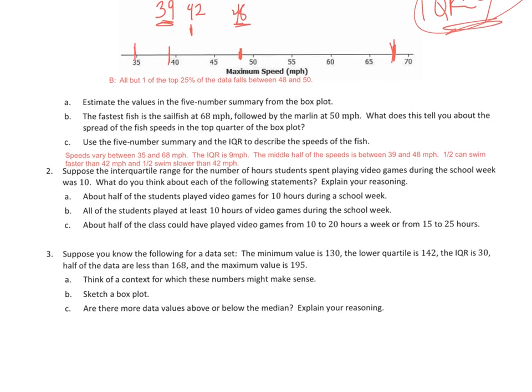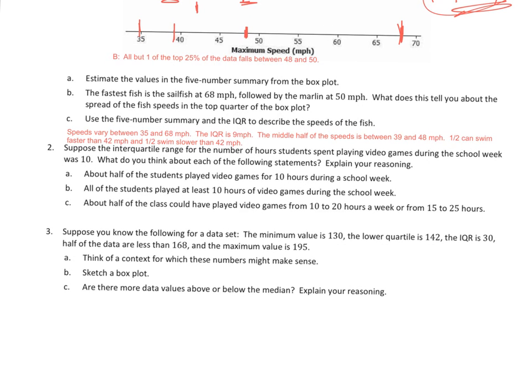Now let's move down. We have 2, 3 left, so let's look at 2. Suppose the interquartile range for the number of hours students spent playing video games during the school week was 10. So the interquartile range, meaning the middle half of the data. What do you think about each of the following statements? I'm not going to type these in, but we'll talk through them.